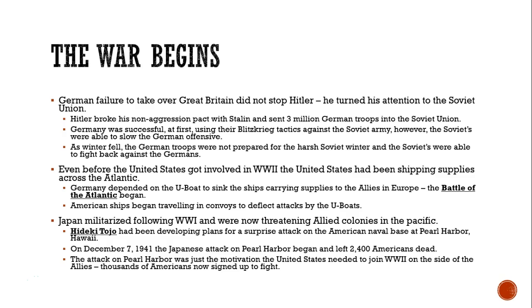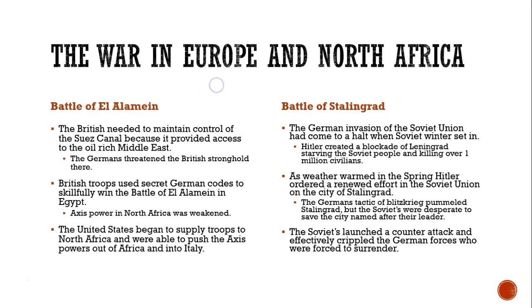Hideki Tojo had been developing plans for a surprise attack on the American naval base at Pearl Harbor in Hawaii. On December 7, 1941, the Japanese attack on Pearl Harbor began, leaving 2,400 Americans dead. The attack on Pearl Harbor was just the motivation the United States needed to join World War II on the side of the Allies. Thousands of Americans started to sign up for the fight.